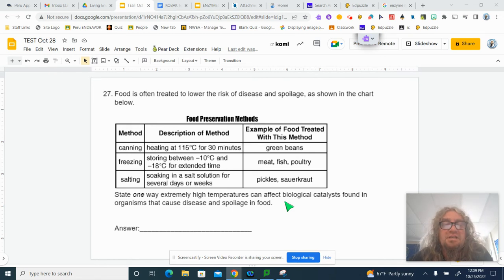Number 27. Food is often treated to lower the risk of disease and spoilage, as shown in the chart below. So there are 3 methods. Describe the method and give an example of foods treated with it. The methods are canning, freezing, and salting. State one way extremely high temperatures can affect biological catalysts found in organisms that may cause disease and spoilage in food.